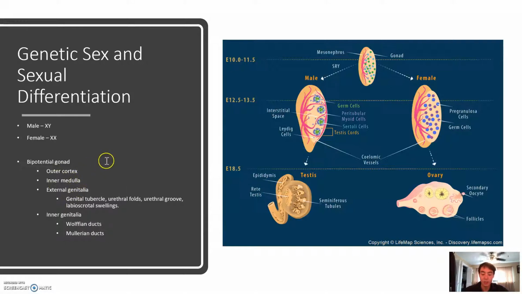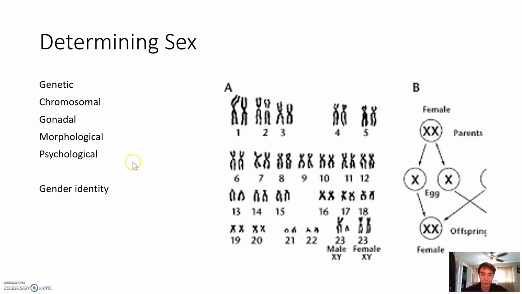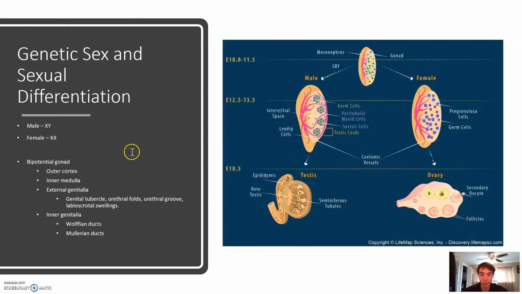In a female fetus, once ovaries develop, one of the two X chromosomes is inactivated, and this becomes what's called a Barr body, which is just a clump of nuclear chromatin, and it eventually degrades.